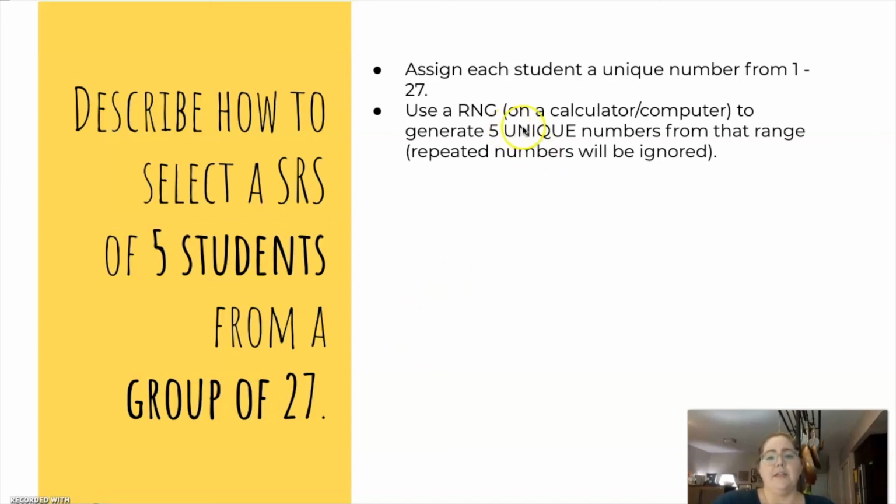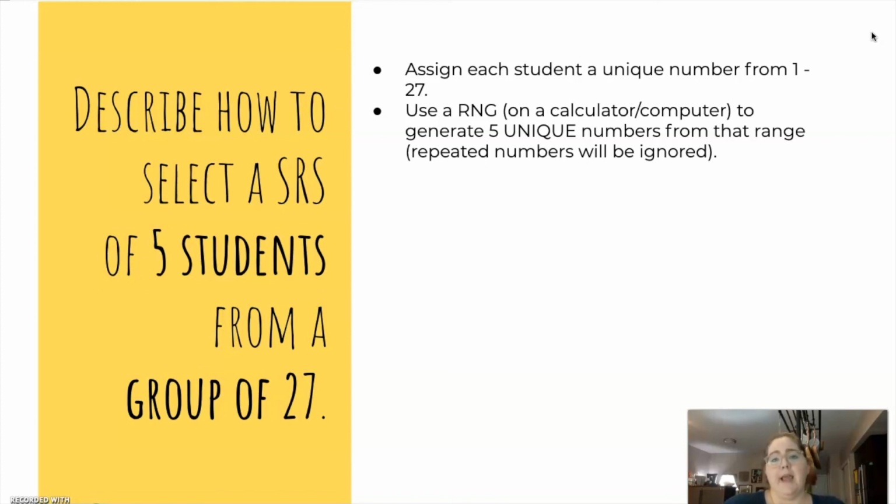So again, I do need to use the word unique, or I can say that I'm going to ignore repeated numbers. One or the other of those is fine, but one or the other of them has to be there. Again, we want to make sure that it's clear we are picking 5 different numbers representing 5 different students. In some situations, it might be okay to pick the same number twice, and we want to make it clear here that we want 5 different numbers. So unique or ignore repeats needs to be in that step.